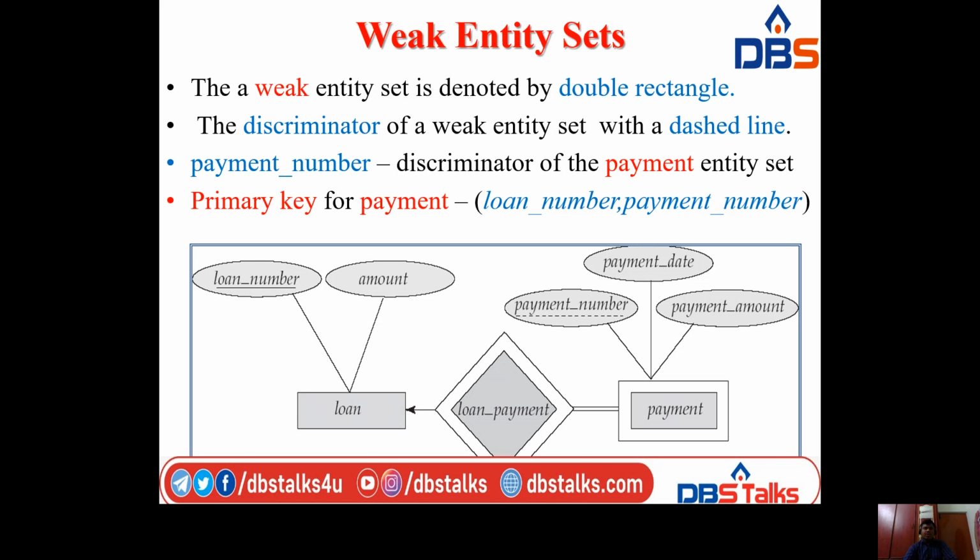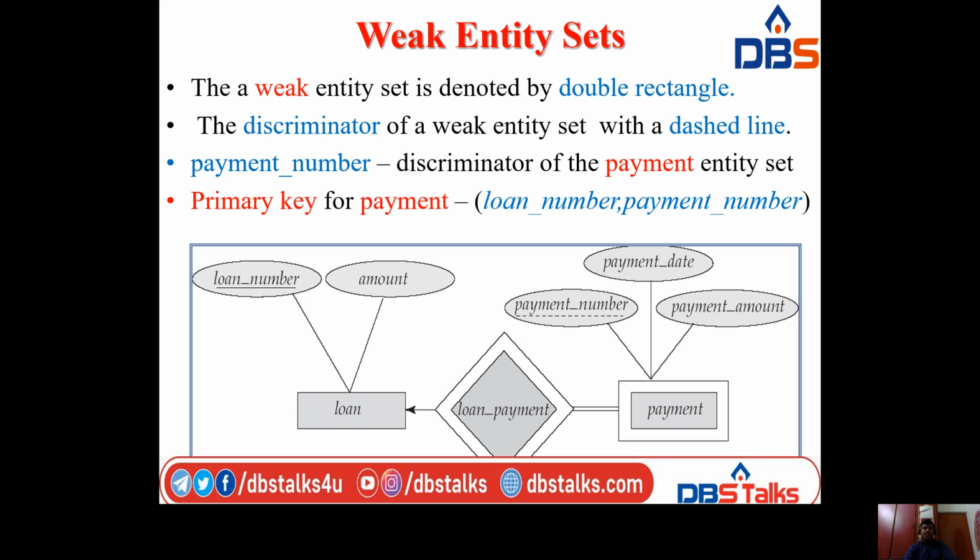Now, continuing with weak entity sets: the weak entity set is denoted by a double rectangle. The double rectangle is the symbol used to denote the weak entity set. The discriminator of a weak entity set is shown with a dashed line. Here, payment number is the discriminator of the payment entity set. The primary key for payment is loan number plus payment number. Loan number is the primary key of the other strong entity set.